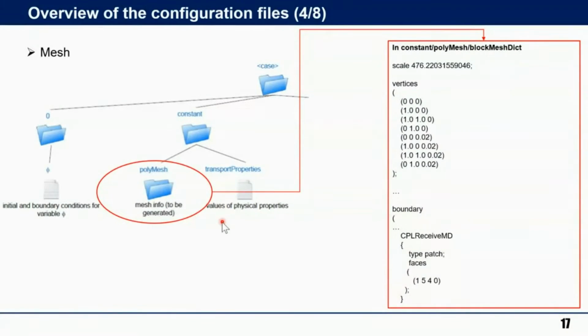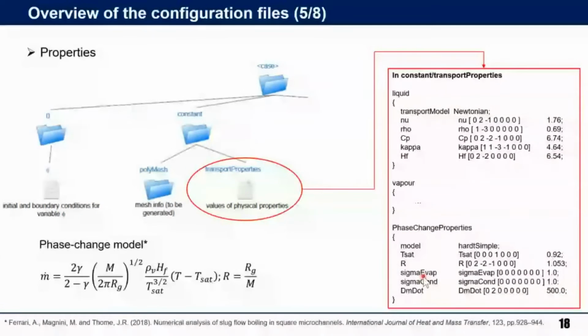Next step is the mesh. Here we do simple Cartesian meshes. So you define basically the 8 vertices of your domain. And again, CPL receive MD is the bottom boundary, the coupling one, and these are the vertices that define this face. So this is a horizontal face, which has dimensions in X and Z directions. So the normal to this face is along the Y direction.